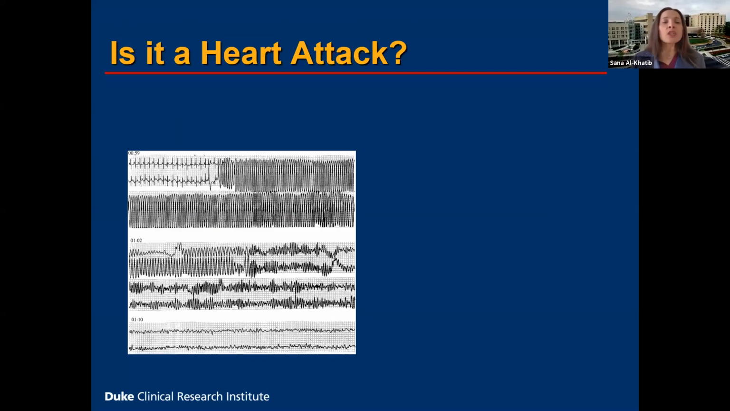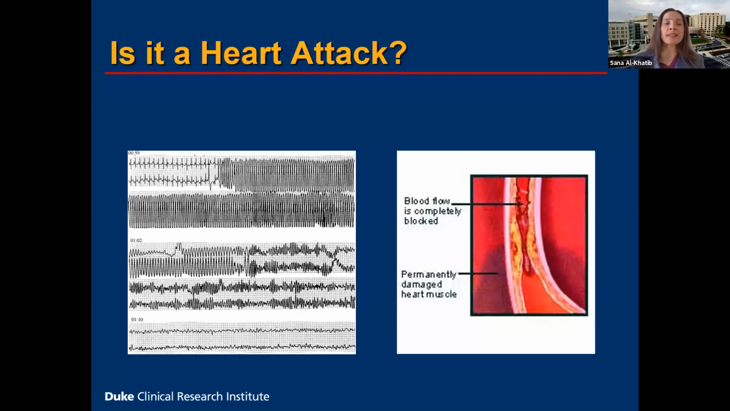And I'd like really to take a minute and explain the difference between a heart attack, a true heart attack, and an abnormal rhythm that causes cardiac arrest. Because many people, especially people not in medicine, kind of use the two interchangeably, but they're not the same.